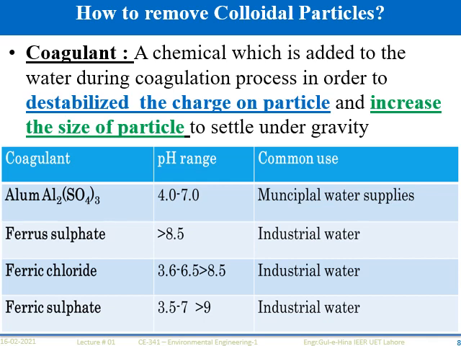to 7. ठीक है, क्योंकि जितने भी आप केमिकल्स ऐड करते हैं ये एक स्पेसिफिक पीएच रेंज के ऊपर जो है वो पार्टिकल को डिस्टेबलाइज और इंक्रीज करती है पार्टिकल साइज के लिए. Ferric sulfate is used where the water has a pH greater than 8.5. मोस्टली इंडस्ट्रियल वाटर के लिए हम फेरिक सल्फेट यूज करते हैं. Ferric chloride can be used for pH if the pH is between 3.6 to 6.5 or it's greater than 8.5, and ferric sulfate is used if the pH is 3.5 to 9 and it's greater than 9.